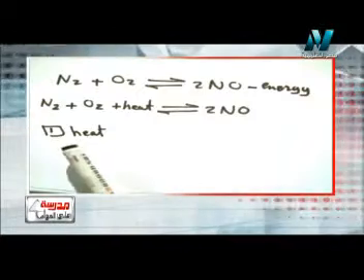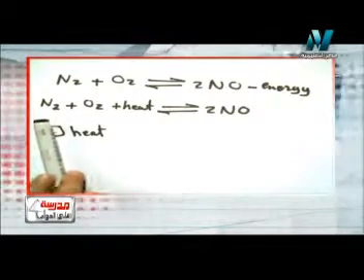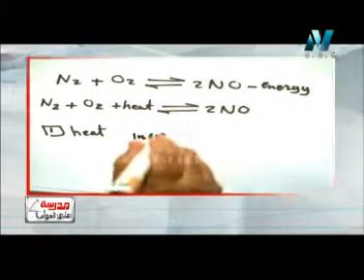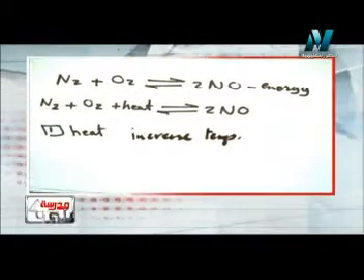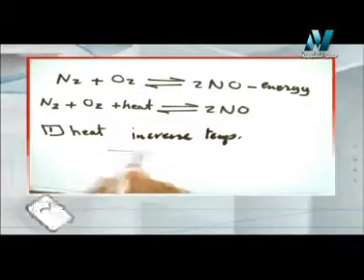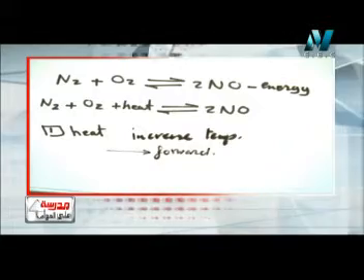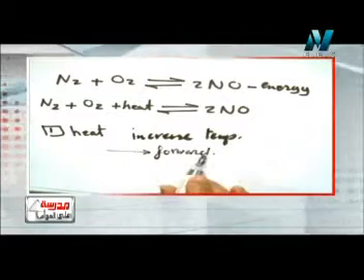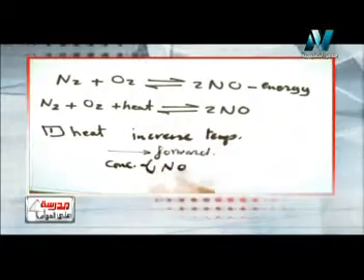In order to answer about the effect of heat, we must know if it is endothermic or exothermic. Here N2 plus O2 plus heat gives 2NO. When we increase the temperature, the heat, according to Le Chatelier, the reaction will shift to the side opposite the heat, meaning the reaction will shift forward. He wants to know the effect on the concentration of NO. When the reaction shifts forward, the concentration of NO increases.